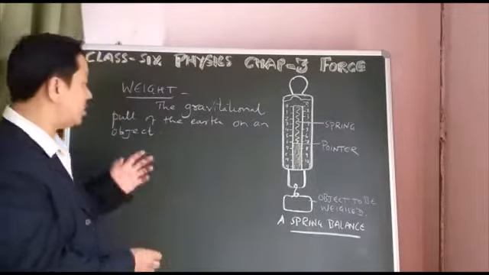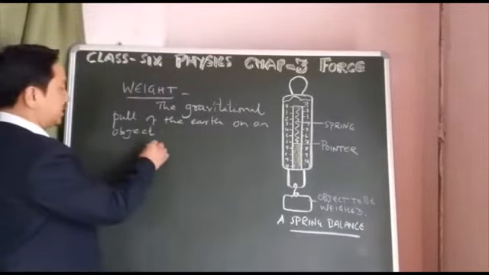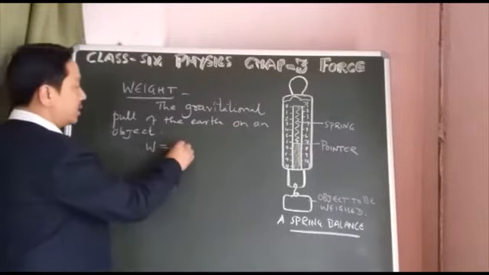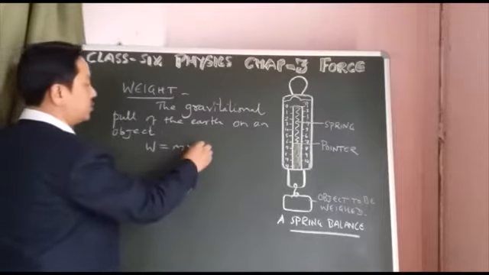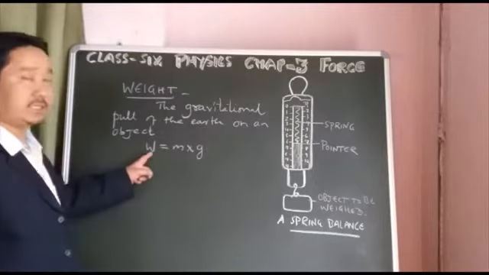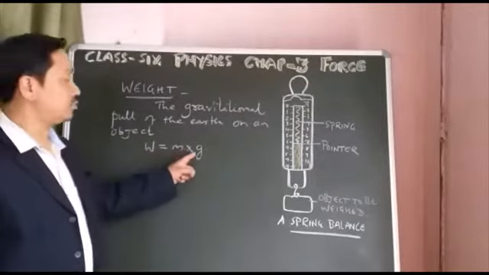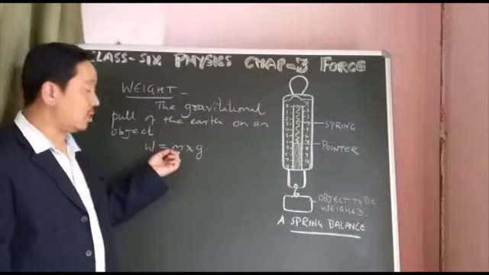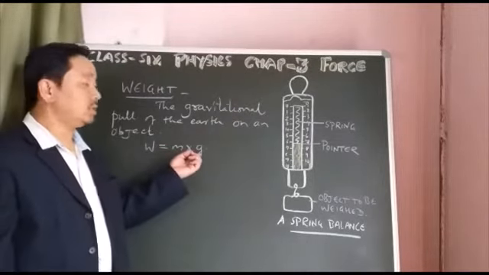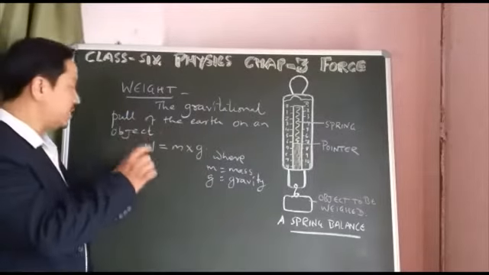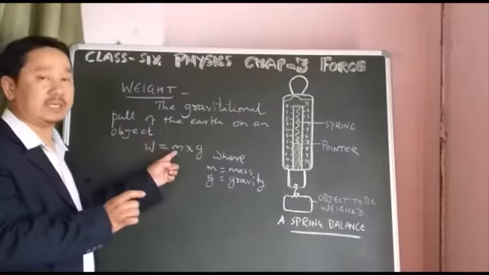Okay, so it can also be expressed this way. Weight, W means weight, equals M into G. That means weight is in fact the mass of an object into acceleration due to gravity. Here are the differences between weight and mass.